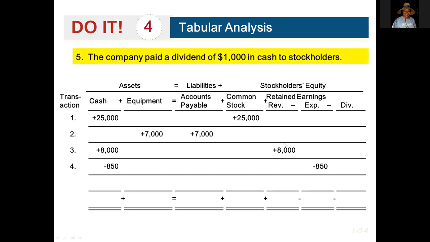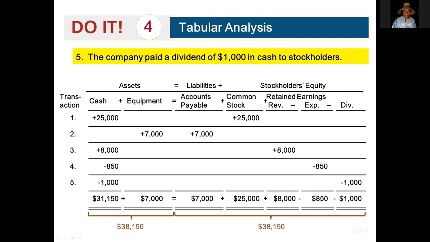Paid a dividend of $1,000 to stockholders. Okay, so there was a dividend involved. So in this case, we're going to again show a minus to the cash account and then a minus to stockholders' equity under dividend. So you see that at the end of the day, when you summarize the assets, liabilities, and equity, everything stays in balance. Okay, so this is just a simple problem. You should be familiar with this concept of assets equal liability plus stockholders' equity.